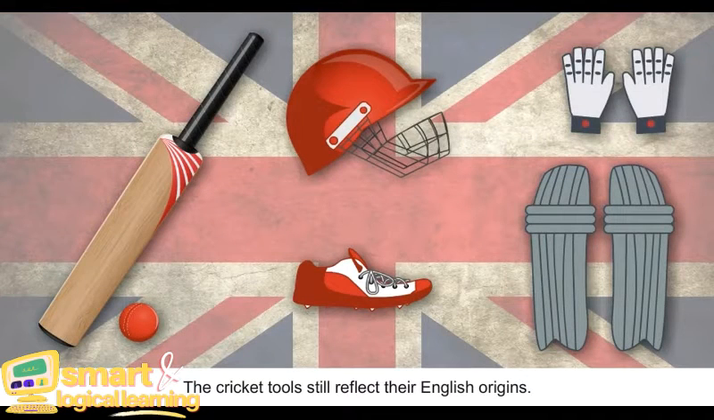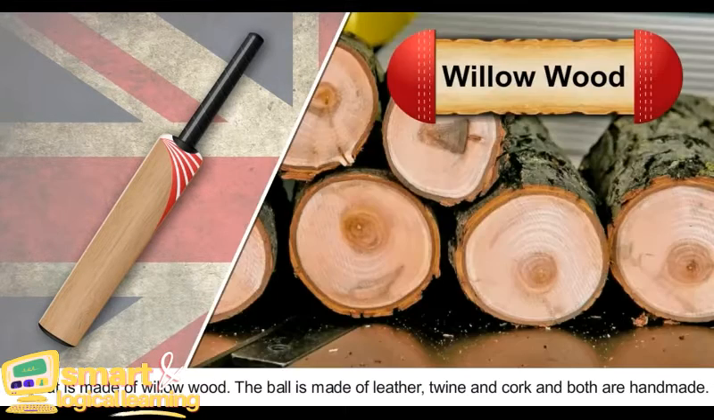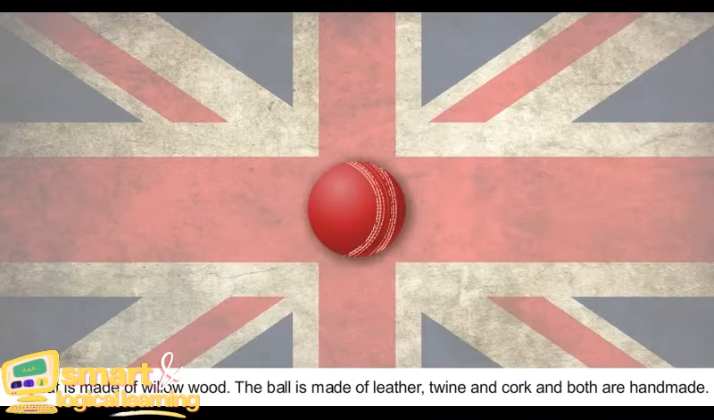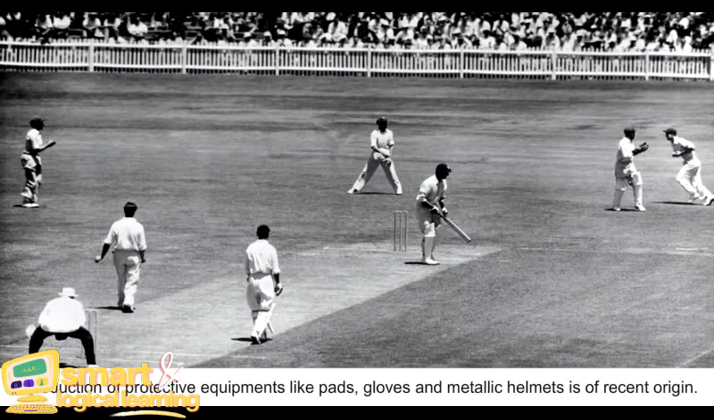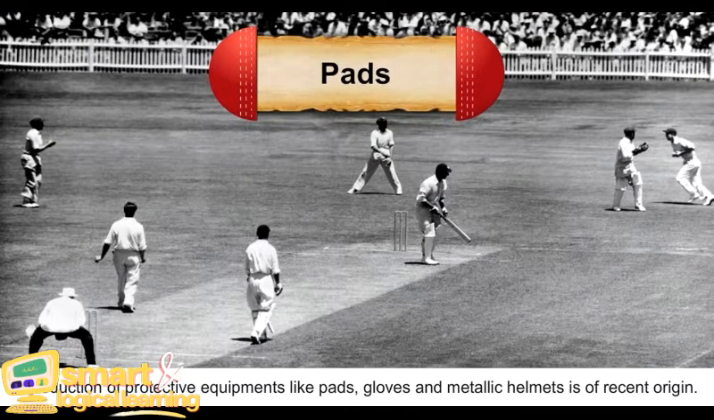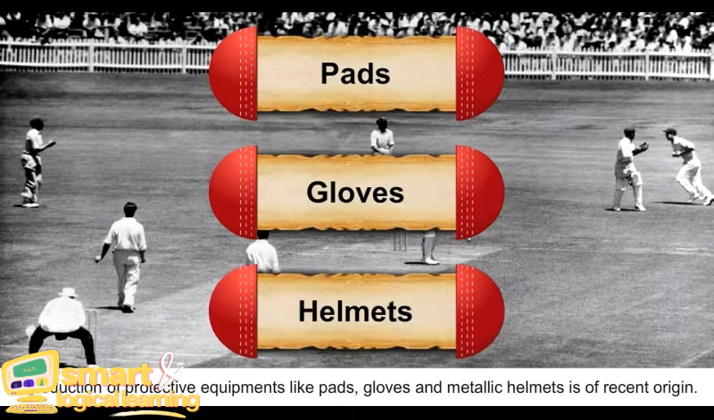The cricket tools still reflect their English origins. The bat is made of willow wood. The ball is made of leather, twine and cork, and both are handmade. Introduction of protective equipment like pads, gloves, and metallic helmets is of recent origin.